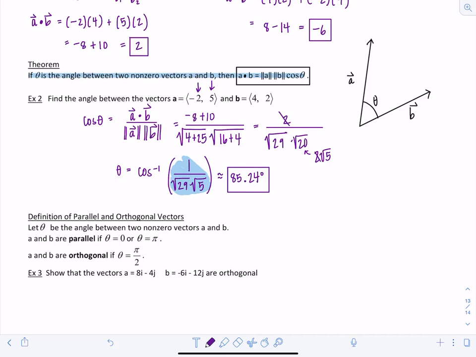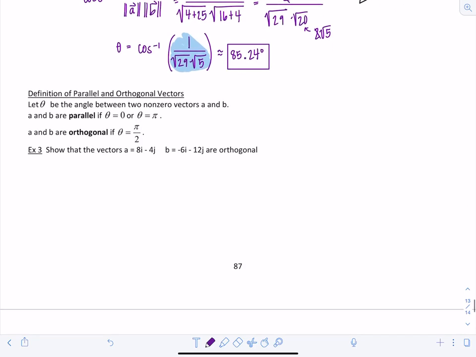Okay, moving on, let's talk about parallel and orthogonal vectors. So we're going to still let theta be the angle between 2 non-zero vectors A and B. We say that A and B are parallel if theta, the angle between them, is 0 or pi, 180 degrees. And that A and B are orthogonal if theta equals pi over 2. So allow me to draw you a picture.